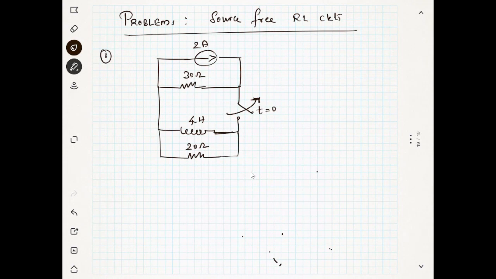Excuse me, can you hear? Yes, yes, doctor. Dr. Mohammed, first we take the initial current in the inductor.